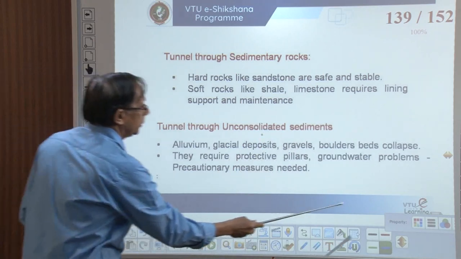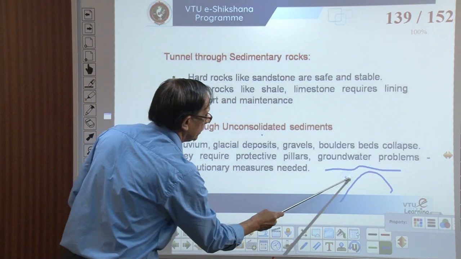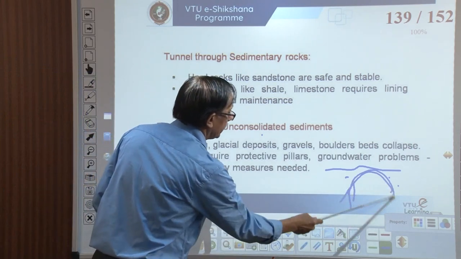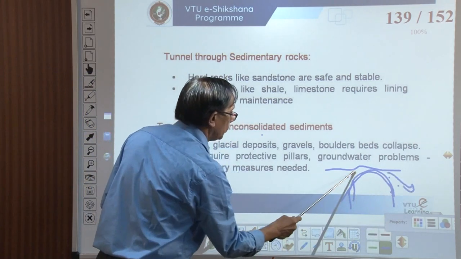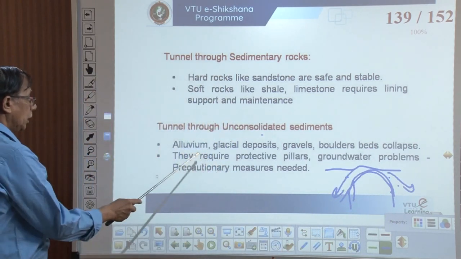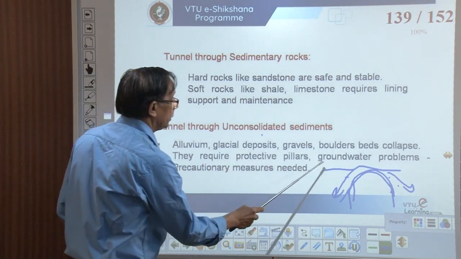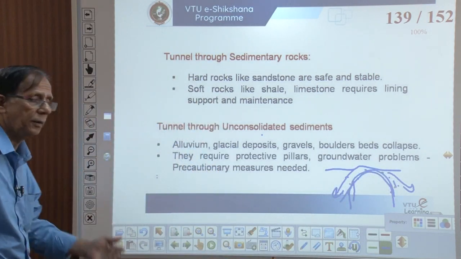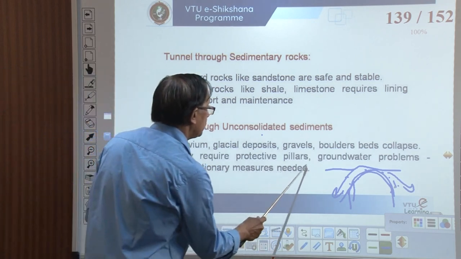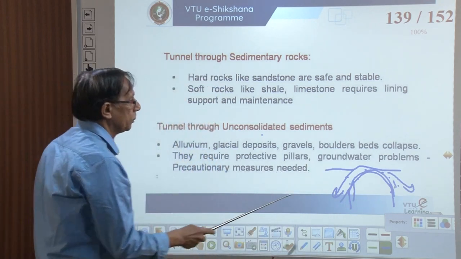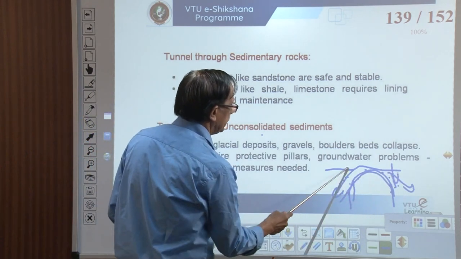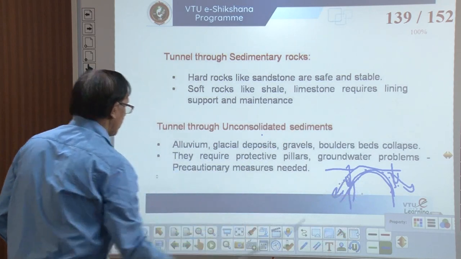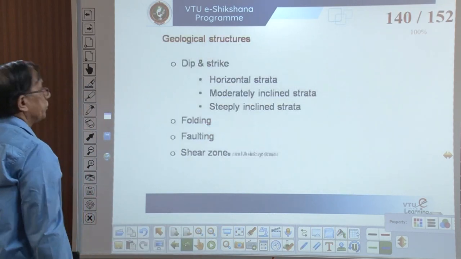Unconsolidated sediments, as we have just explained, a horseshoe-shaped tunnel we prefer. We have to take support for them, otherwise collapse. We have to divert the load to the ground. So alluvial and glacial deposits, gravel, boulder beds, etc. lead to collapse. If we have such kinds, then we have to take additional care or avoid them. They require protective pillars. The groundwater problem becomes severe because these are highly porous and permeable, especially in heavy rainfall areas. They flow like a river and then there is a severe problem. Precautionary measures are needed.